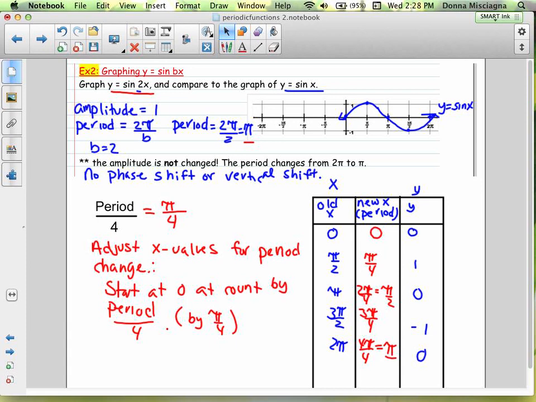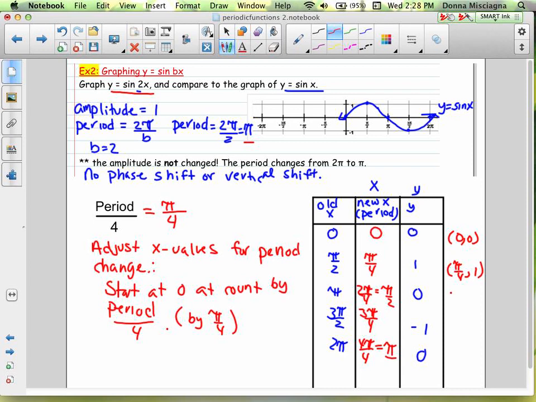All right, so now let's graph y equals sine 2x. This is going to be the x values because we had a period change. So we're going to graph the points 0, 0, pi fourths, 1, pi halves, 0, 3 pi fourths, negative 1, and pi, 0.